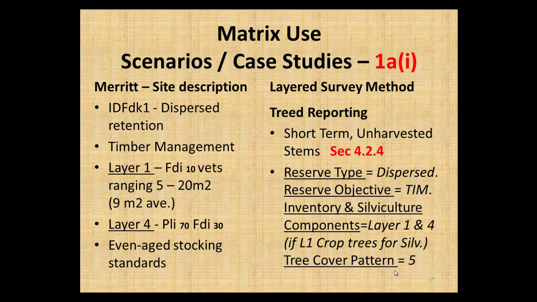And our tree cover pattern is 5. Again, I'm not going to go into a lot of detail about the tree cover pattern. That's all we have to do, and then the rest of the basic reporting would end up. So it's that simple, really. It's a little more complex when you read it in the treed retention guidebook, but those are the attributes that you have to fill in. And I've just pulled those right out of section 424, the treed retention. So those are the attributes we would require or recommend that you put into RESULTS to be consistent.